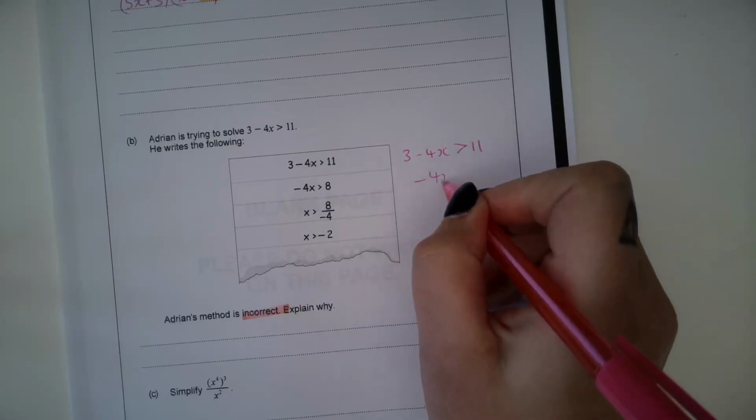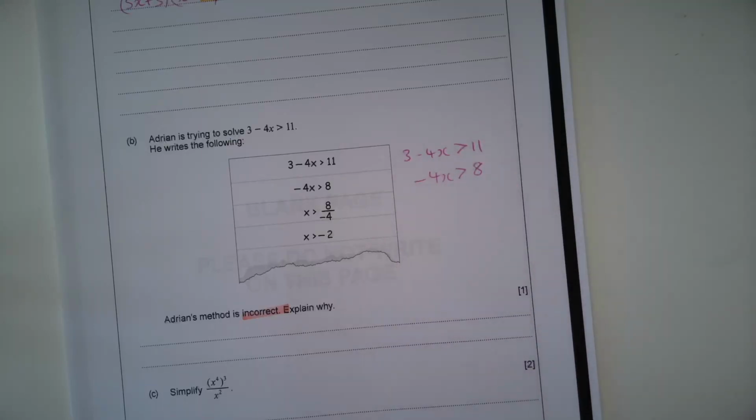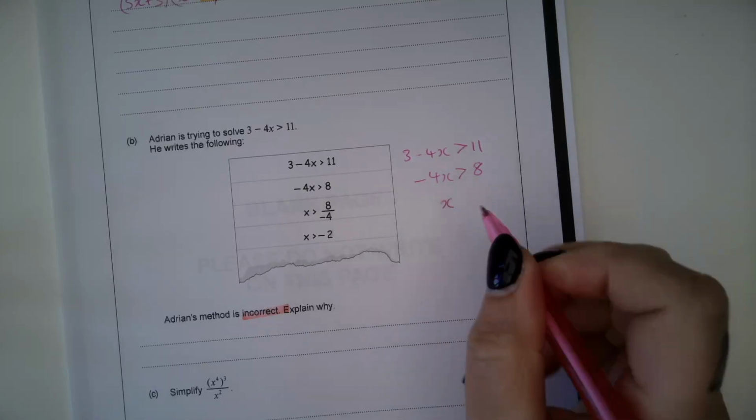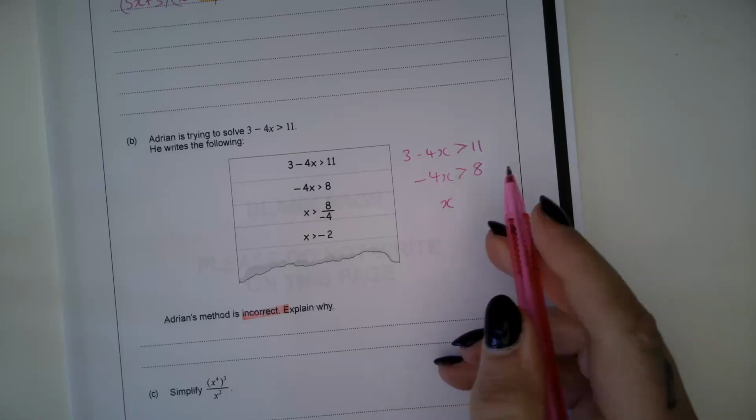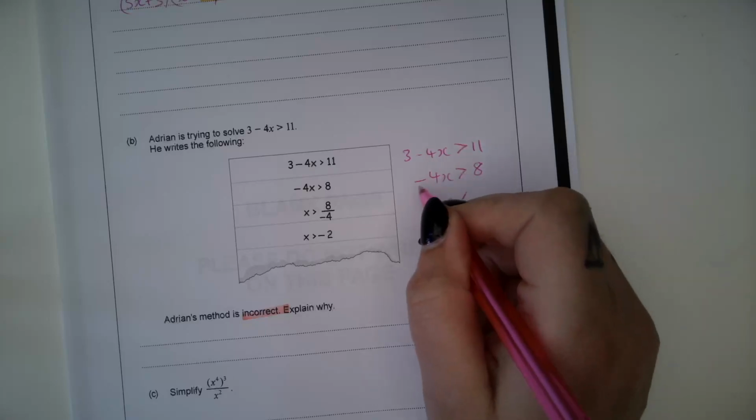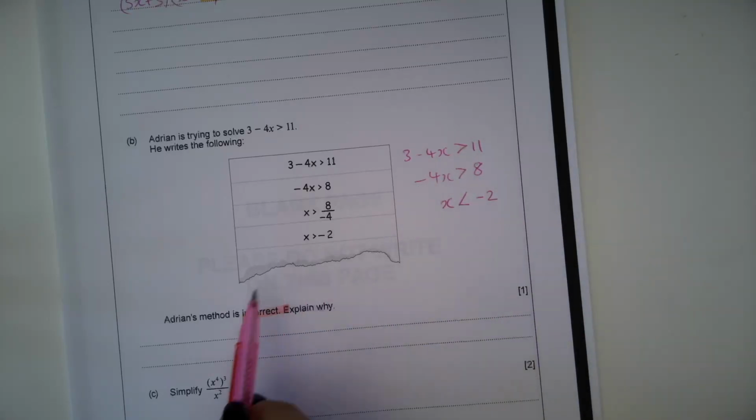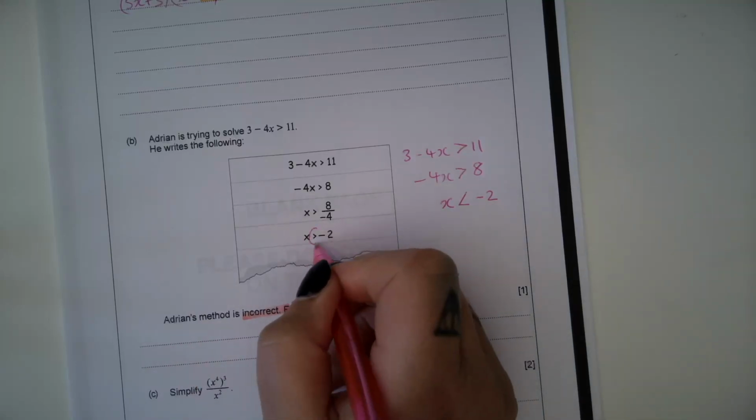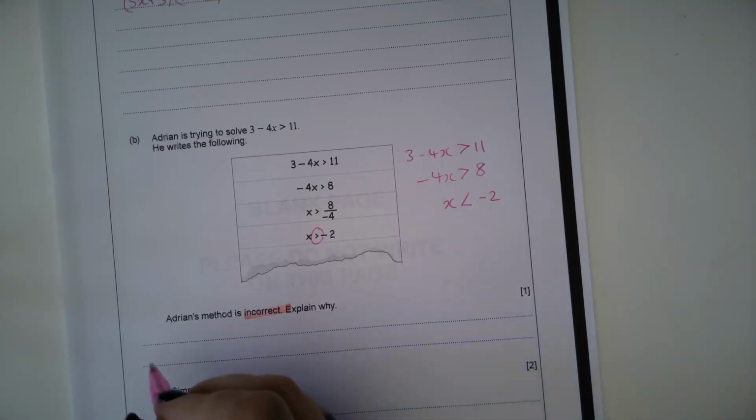So I have negative 4x is greater than 11 subtract 3, which is 8. The next step would be to divide by negative 4. So I'm going to divide by negative 4, but when I divide by a negative, it changes the inequality sign. So that would become less than, and then 8 divided by negative 4 is negative 2. So he's incorrect because he didn't change the sign when he divided by a negative.